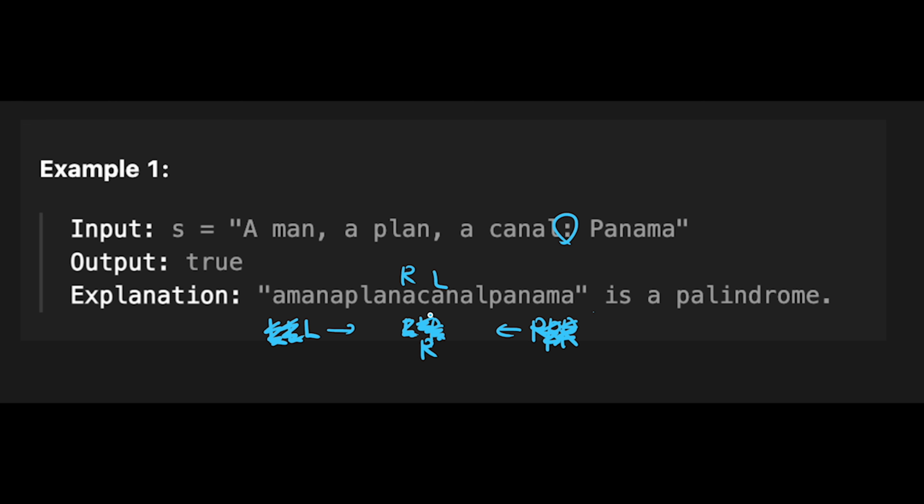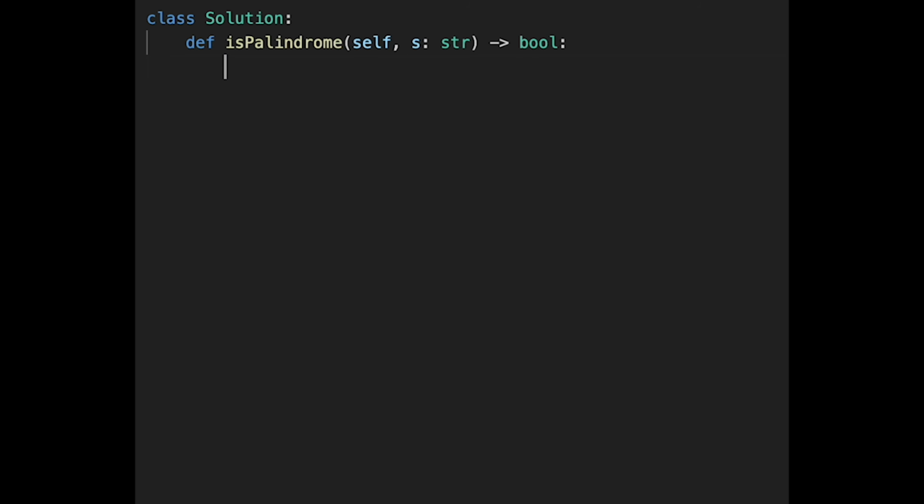So let's jump into the code. Okay, let's write the code. I'll show you two ways to write the code. The first solution is using a built-in function. So let's begin. First of all, we change the input string into a new string.